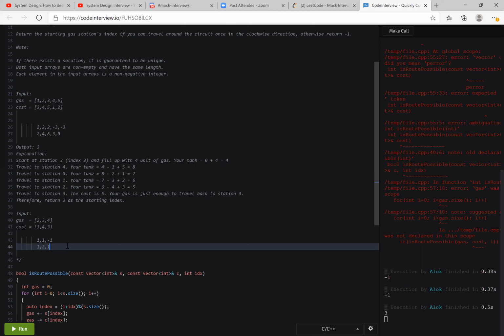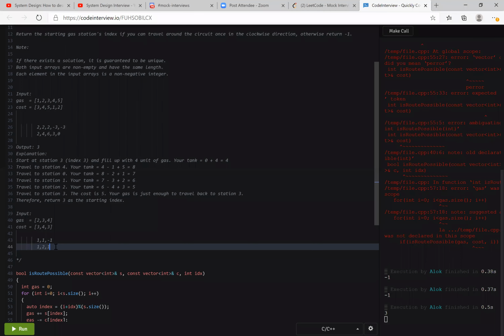Yes, we didn't have a solution for that. Yeah, for this, my final deficit should go to 0 at some point, or negative. If it remains positive, then the solution is not possible.